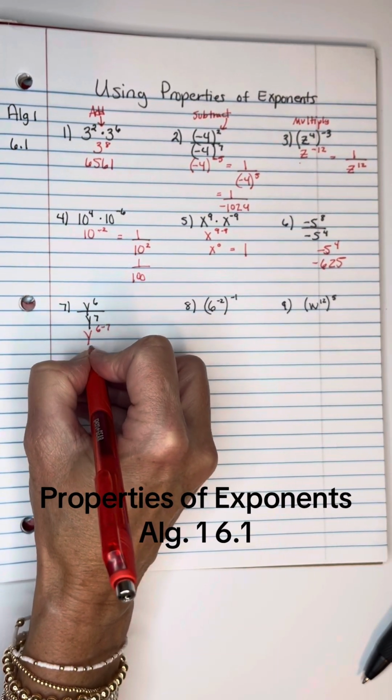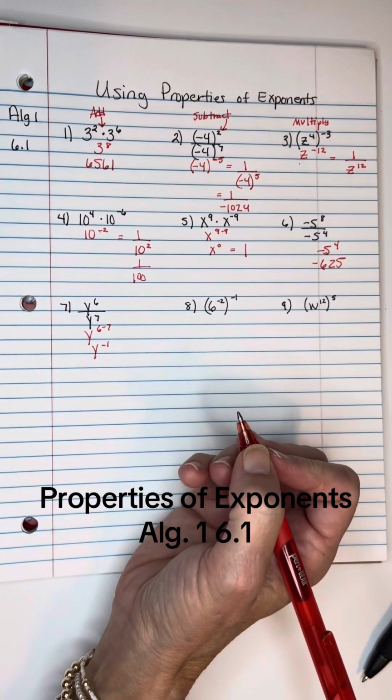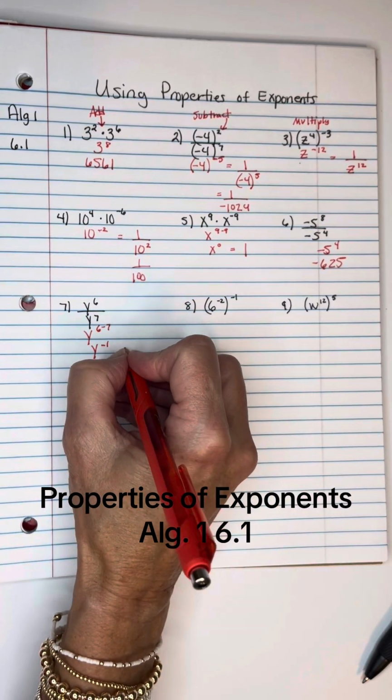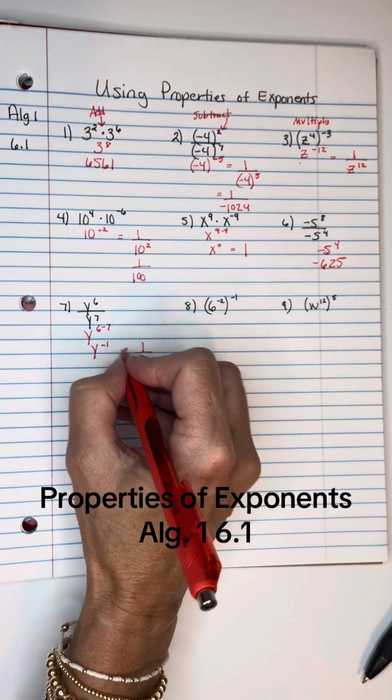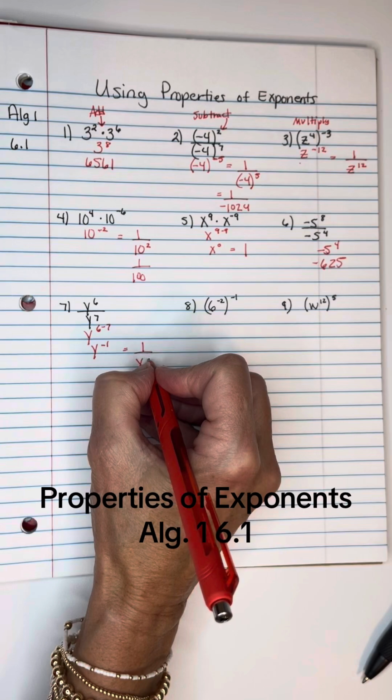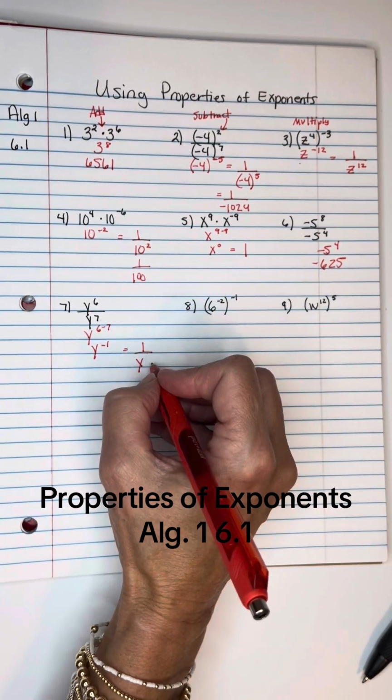On this one, it's a division problem, so I have to subtract, so that's going to be y of 6 minus 7. That's y is -1, y raised to the -1. We're not allowed to have that. So take the y, put it in the denominator's place, and make the -1 a +1, and you don't need to write that down.